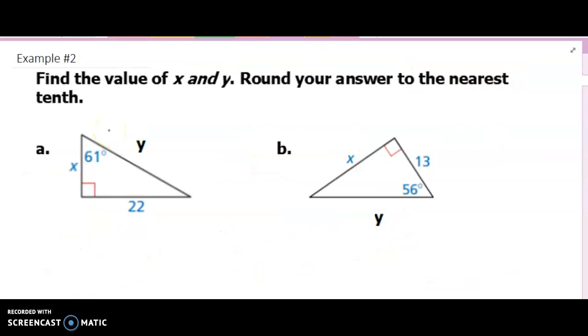All right, I want you to go ahead and try example 2 on your own. Go ahead and try A and try B. Remember to label each side O, H, and A before you get going, and then we'll go over these.